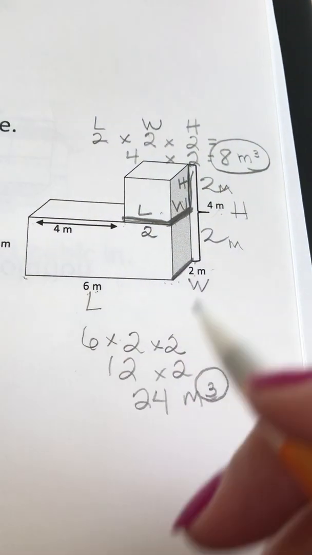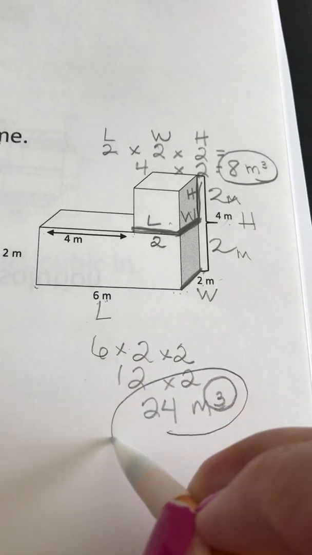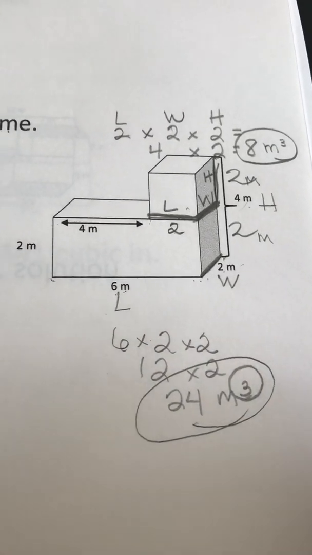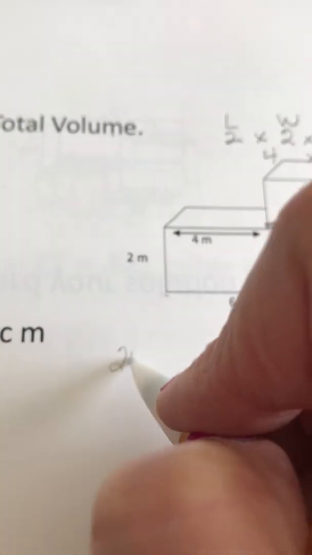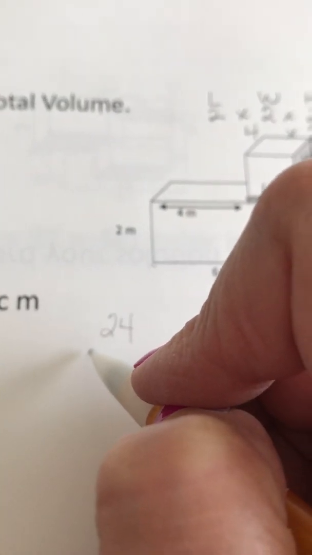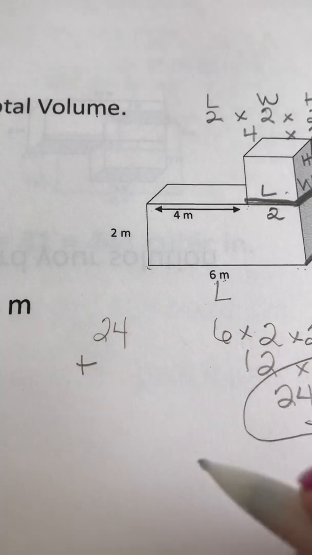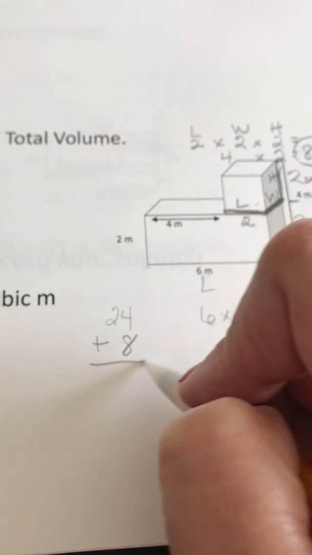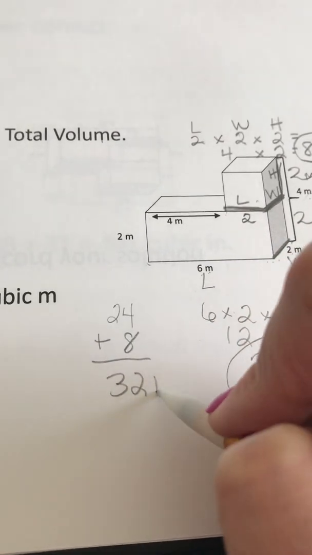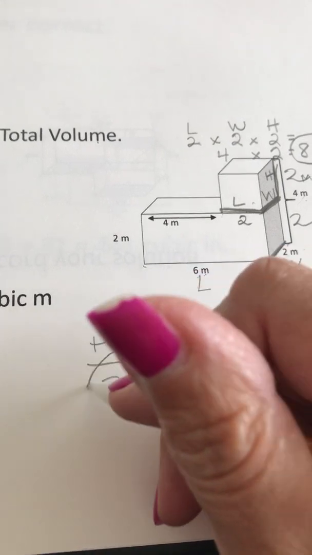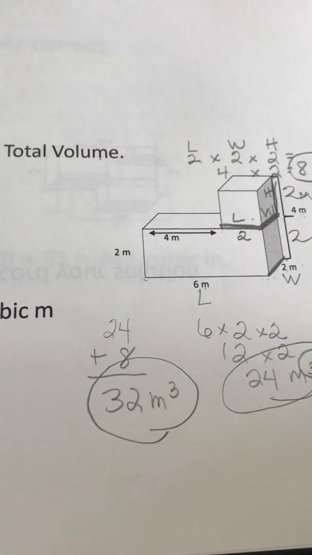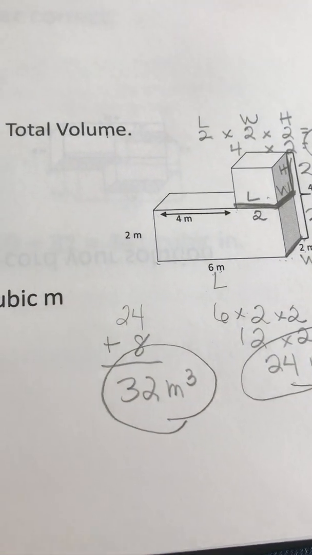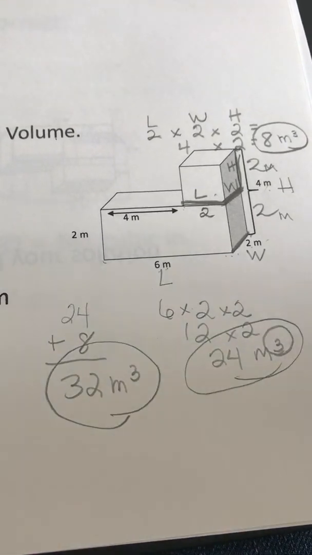So I have 8 meters cubed there. I have 24 meters cubed down here. What are we going to do with them? We're going to add the two together. All right, so I'm going to come over here and say 24 plus 8 is 32 meters cubed. That will be my answer. So pretty much, boys and girls, we are taking what we've learned in our past volume lessons and we're going one step further.